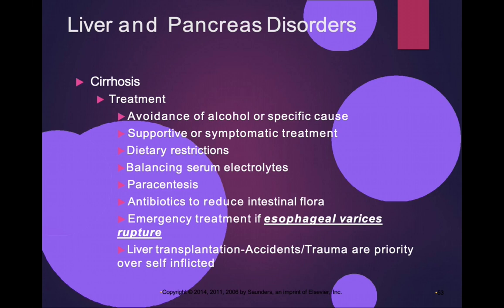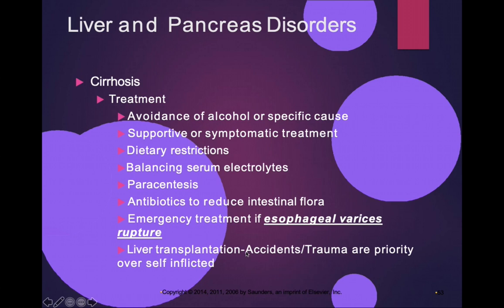So the treatment here for cirrhosis: avoid alcohol, supportive or symptomatic treatment. There may be some dietary restrictions. Balancing the electrolytes is important. Paracentesis, that's draining of the fluid. Antibiotics to reduce the intestinal flora. And emergency treatment if those esophageal varices rupture. And in extreme situations, liver transplantation.